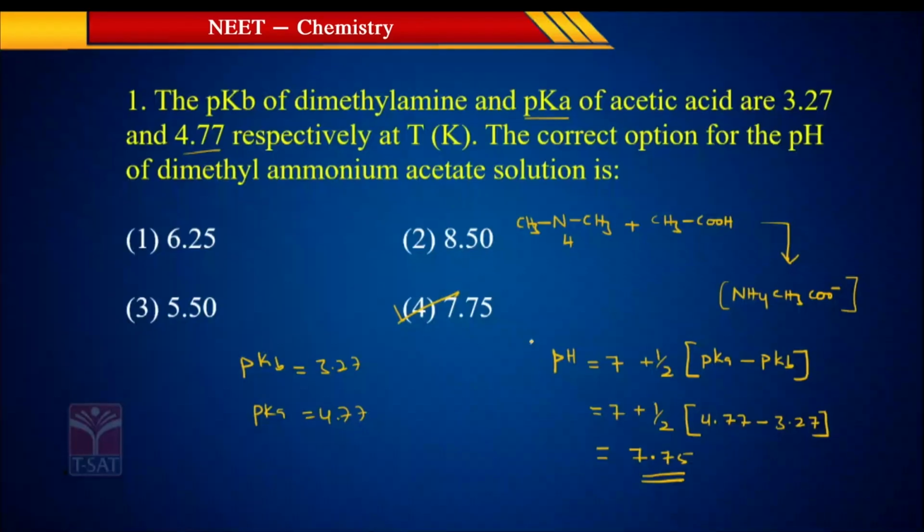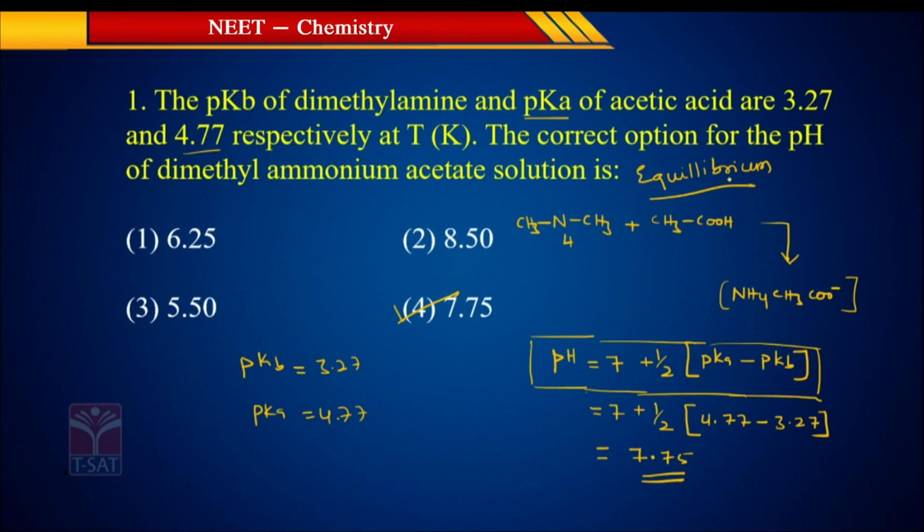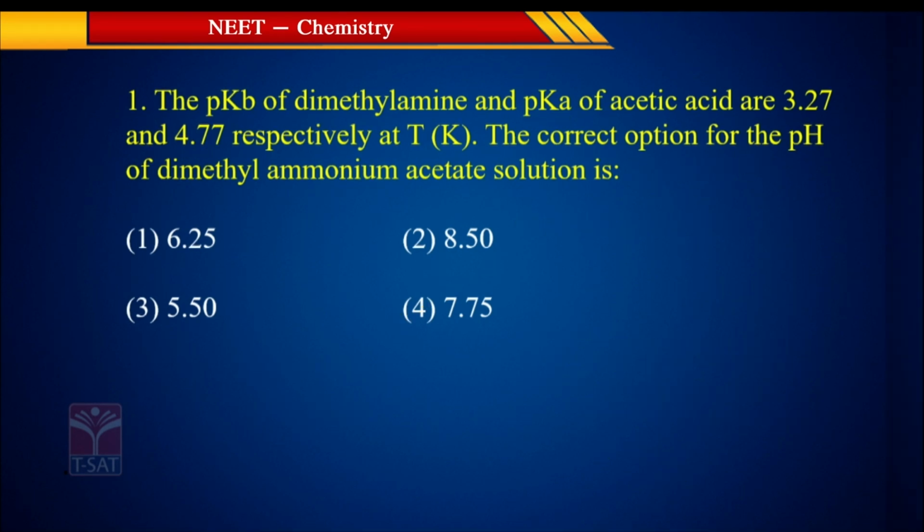So this formula is very important to calculate pH when you are given the pKa and pKb values: pH equals 7 plus half into (pKa minus pKb). This particular question is from which chapter? The chemical equilibrium chapter. We will be moving to the next question.